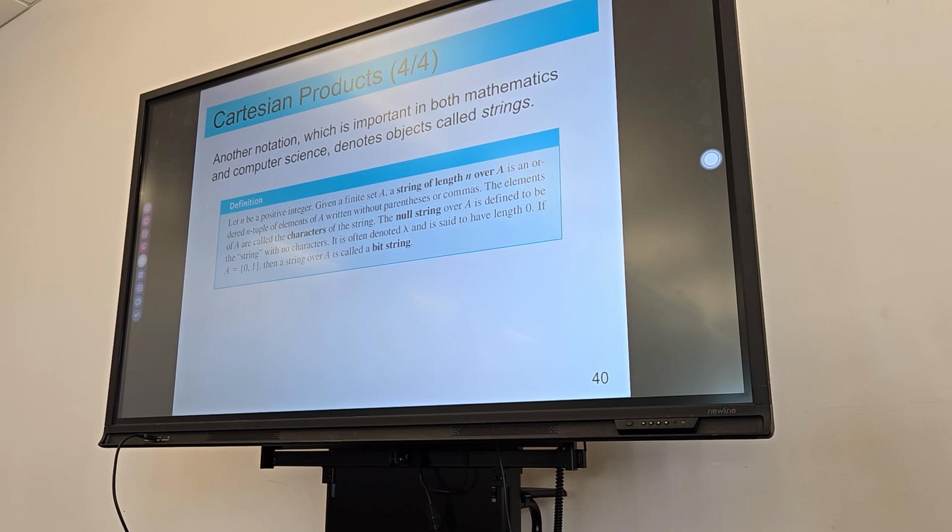Personally, I've never seen anybody use lambda to refer to a 0 length string, but whatever. I didn't write the book, so I could be wrong. But if the set A is equal to 0 and 1, then a string over A is called a bit string. So that's what computers read. Bit strings. They only understand ones and zeros. Pretty simple machines.